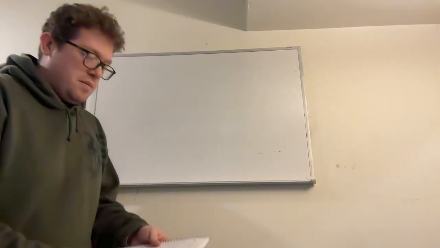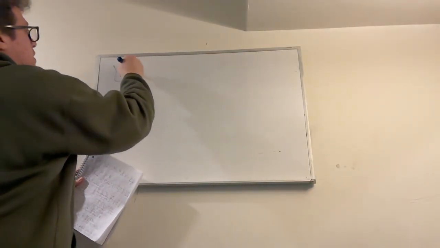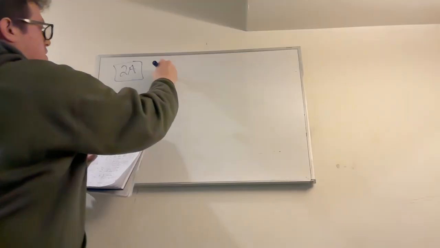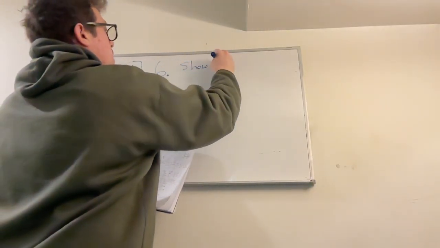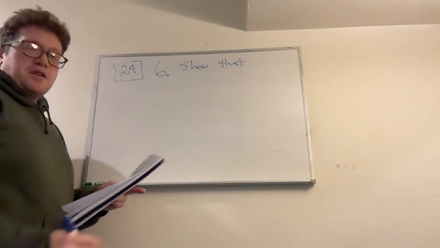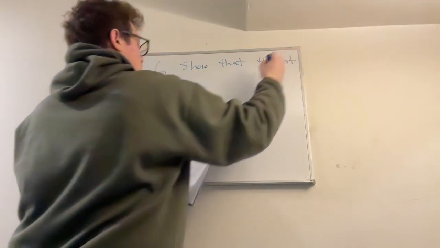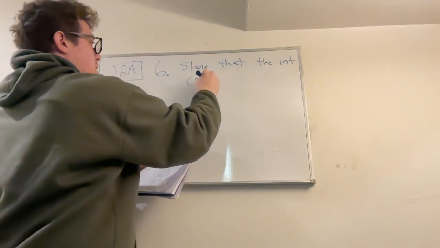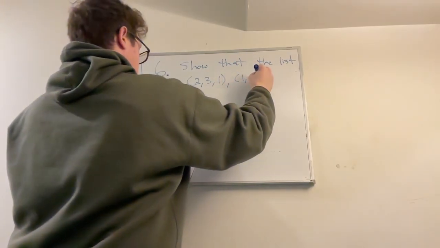Okay, so this is just an exercise, one of the exercises from 2A. Get a different marker. So this is section 2A, problem 6. So we want to show that this list of vectors is linearly dependent. So we have 2, 3, 1. Or sorry, wait. 1, 2.